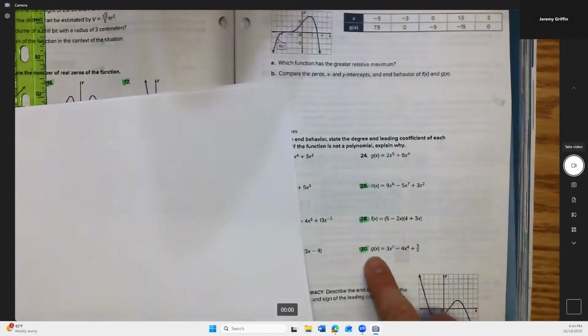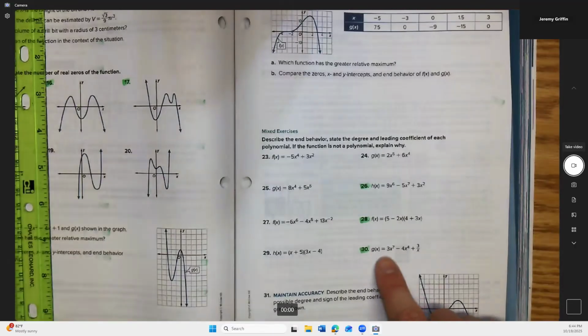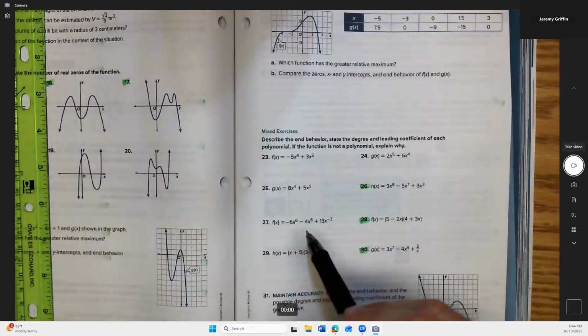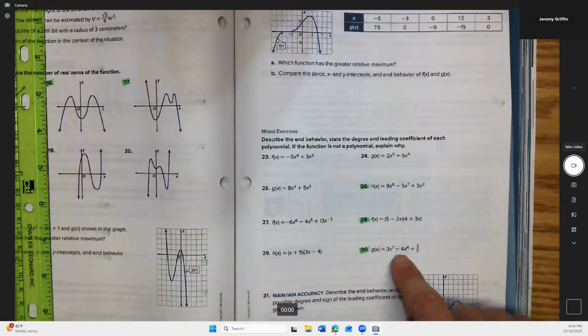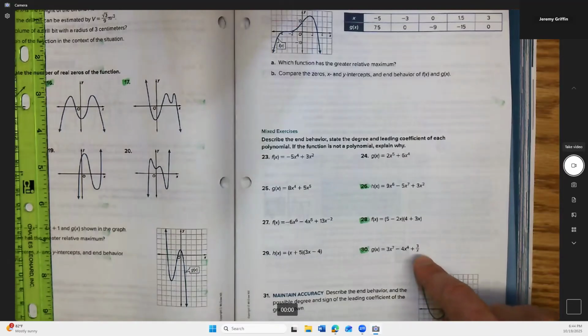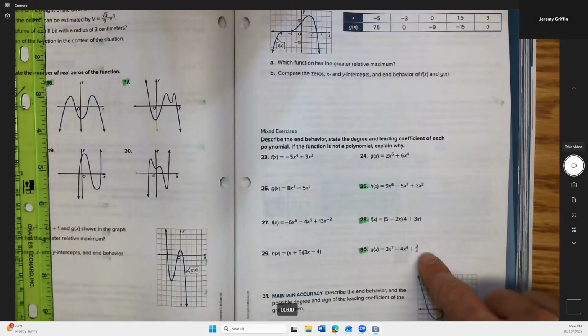Now, number 30. We've got g of x equals 3x to the power 7, which makes me think down to the left forever, up to the right forever, minus 4x to the 4. Oh, what is this? Plus 3 over x. Well, that throws a monkey wrench in this whole thing, because that's no longer a polynomial. So number 30 is not a polynomial. You guys saw an example of that earlier.